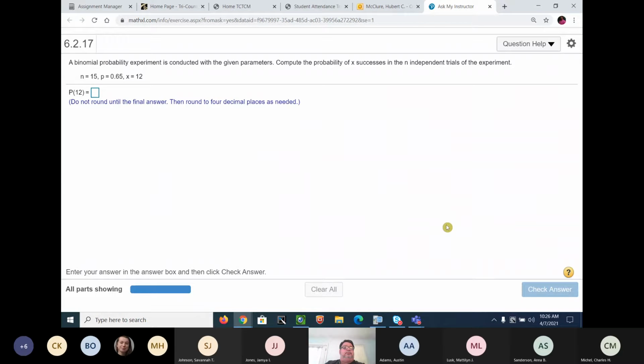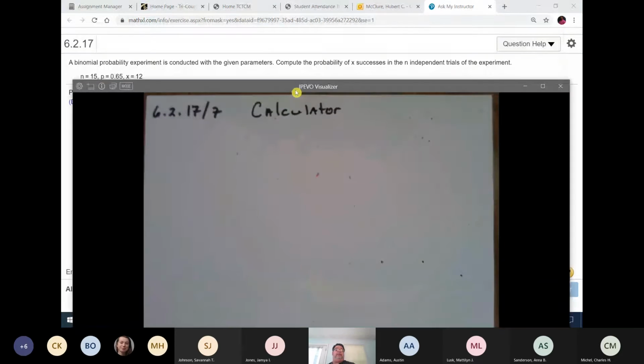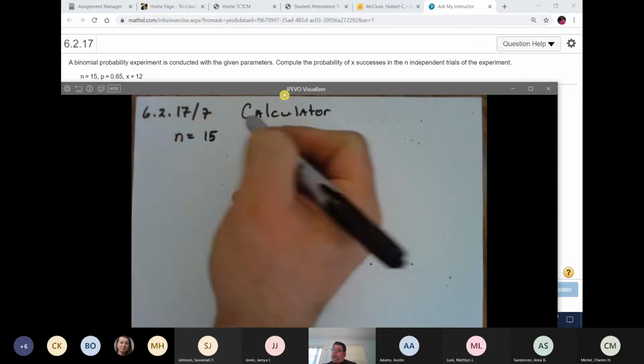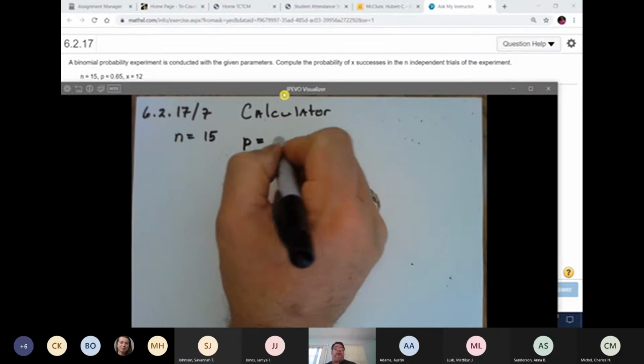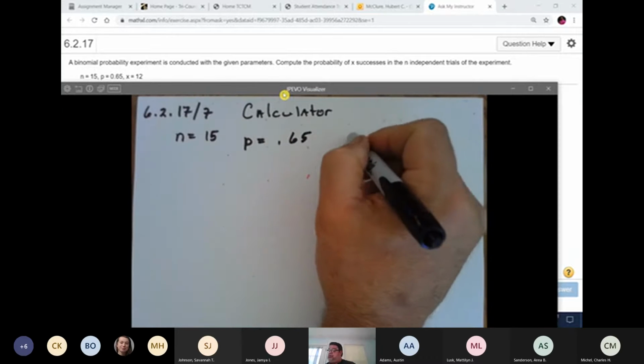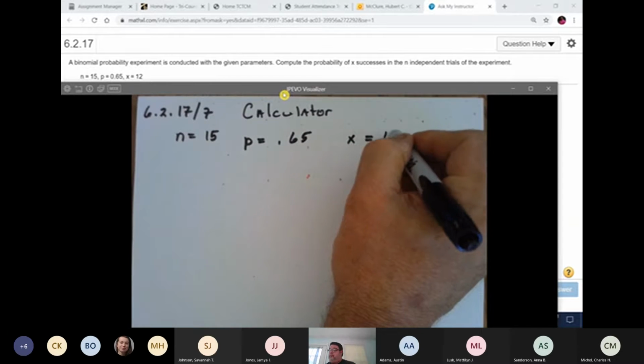All right, this is a test question. This is a calculator question. I'm going to put calculator up here. And they tell you what N, P, and X are. N is equal to 15. P is equal to 0.65. And X is equal to 12.